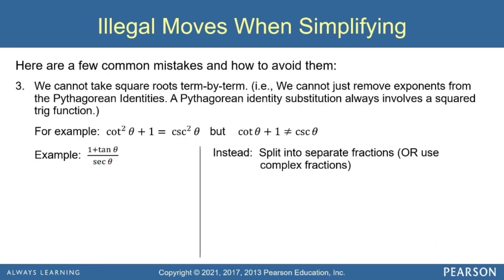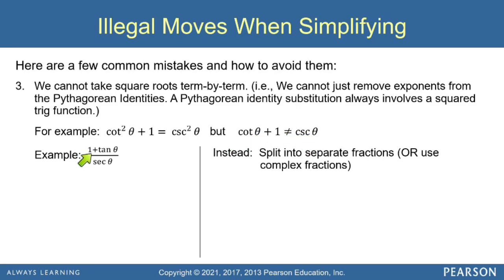Okay, illegal move number 3. We cannot take square roots term by term. In other words, we cannot just remove exponents from the Pythagorean identities. So, for example, we know that cotangent squared theta plus 1 equals cosecant squared theta. That's one of our Pythagorean identities. But we cannot just then remove those exponents and say that that means that cotangent theta plus 1 is cosecant theta. That's not how it works.